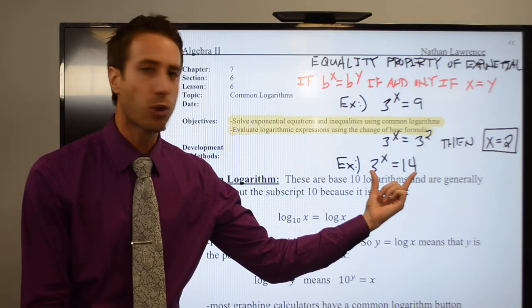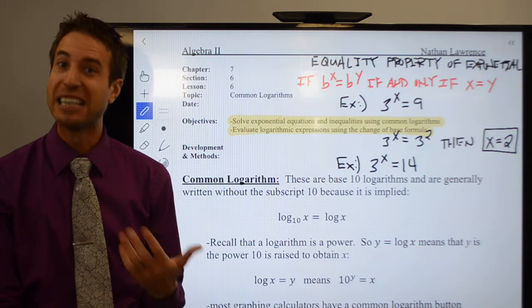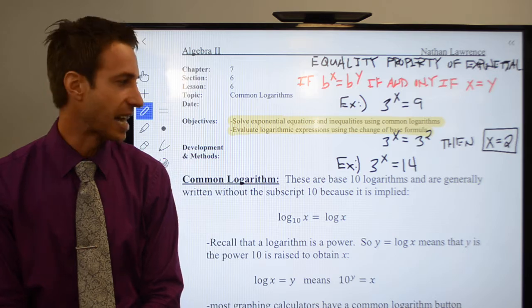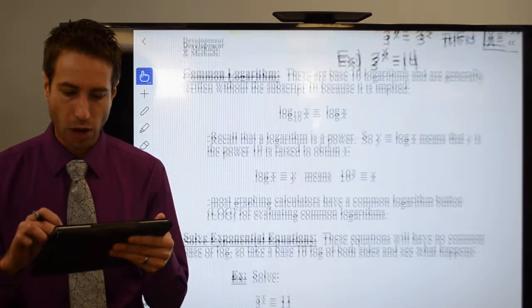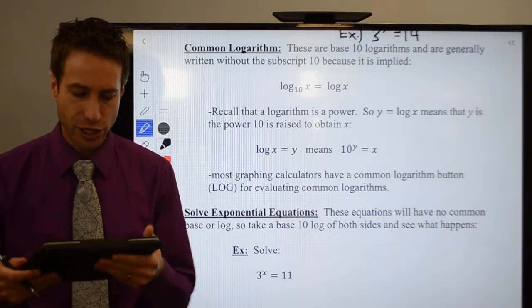And so that's what we're going to use in this section, the common logarithm, to help us solve these kinds of problems, to help us figure these guys out. So here we go. Let's jump right into this. The common logarithm. Like I said, you have seen this before. We've actually talked about it and used it.